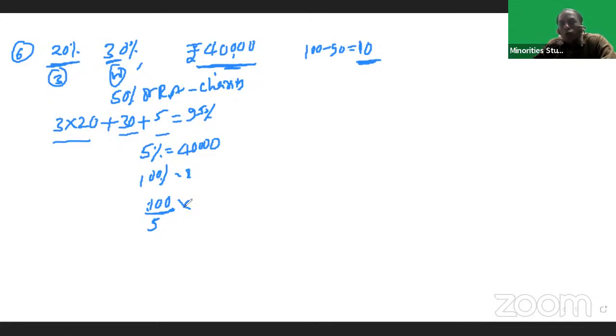100 by 5 into 40,000. 5 ones are 5, 5 eights are 40, so it is 8,00,000 rupees, 8 lakh rupees. So his initial income is 8 lakh rupees.